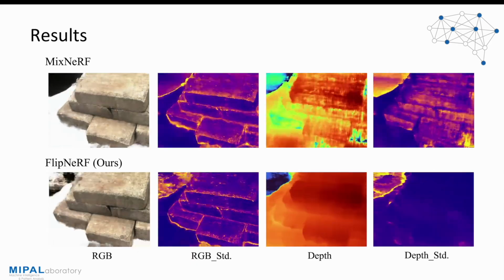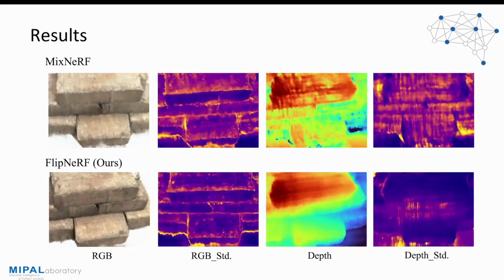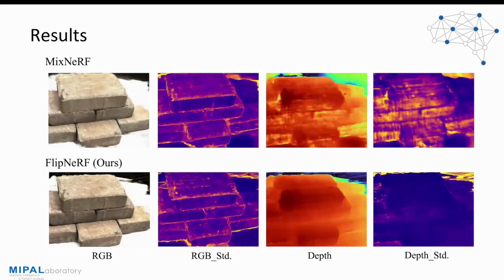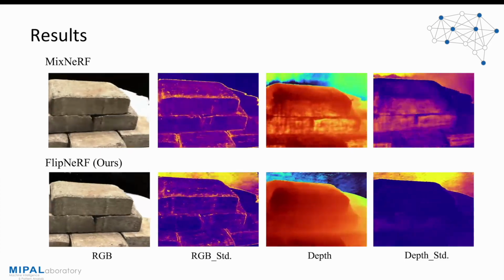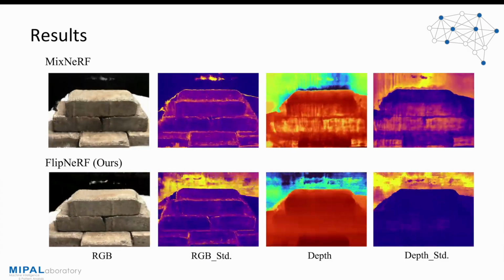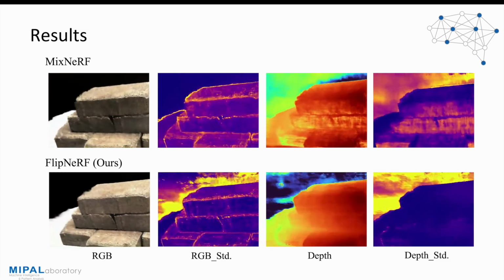Here are the results of MixNeRF and our FlipNeRF. Our FlipNeRF renders the images from novel views with much fewer artifacts and more accurate depth maps than MixNeRF. Considering the standard deviation of RGB and depths, our FlipNeRF is able to estimate more reliable outputs than MixNeRF.